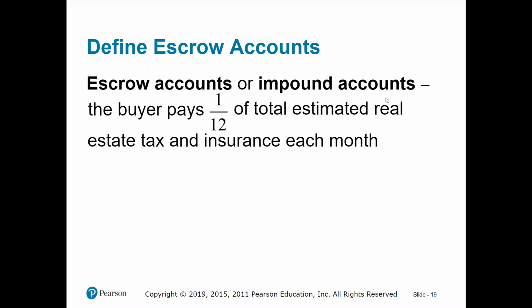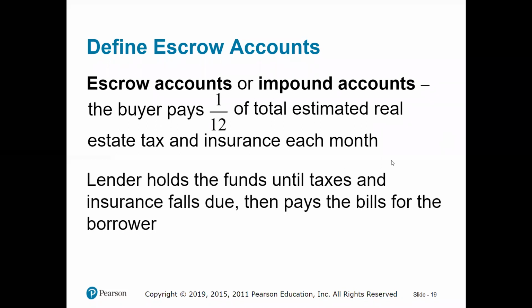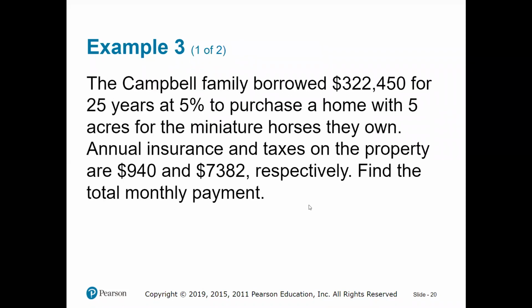All right. Escrow accounts or impound accounts. The buyer pays 1/12 of the total estimated real estate tax and insurance each month. Lender holds the funds until taxes and insurance fall due, then pays the bills for the borrower. The Campbell family borrowed $322,450 for 25 years at 5% to purchase a home with 5 acres with the miniature horses they own. Annual insurance and taxes on the property are $940 and $7,382 respectively. Find the total monthly payment.